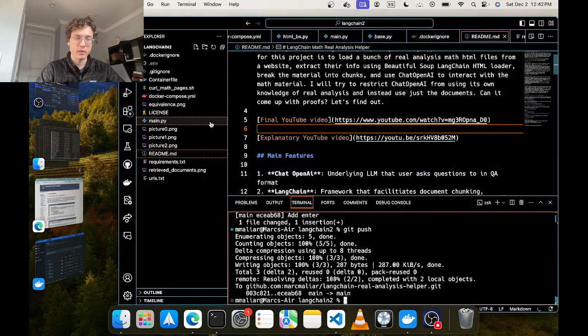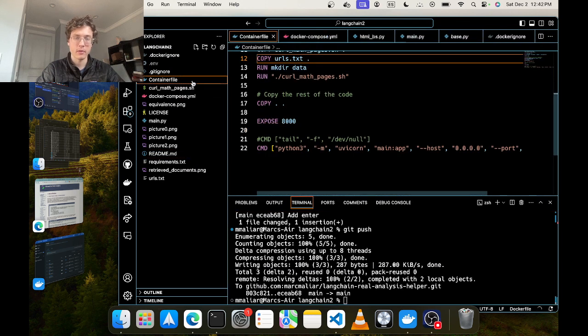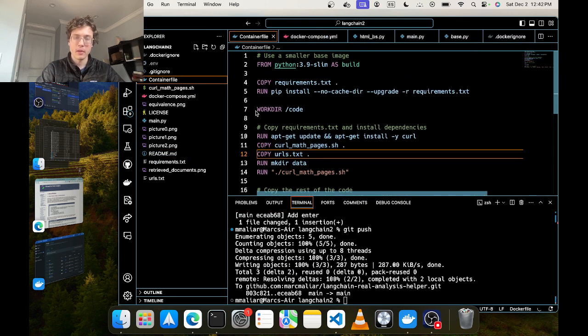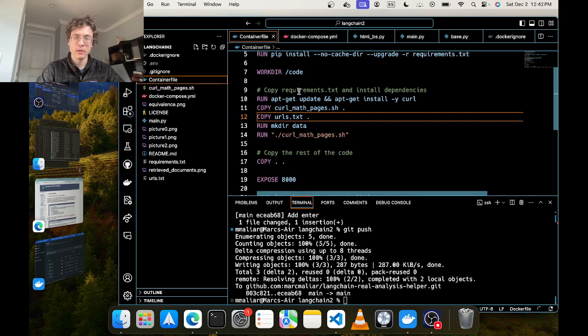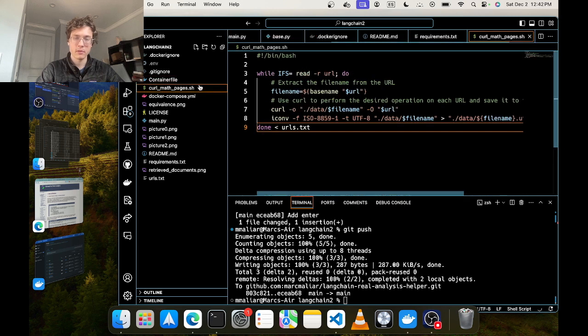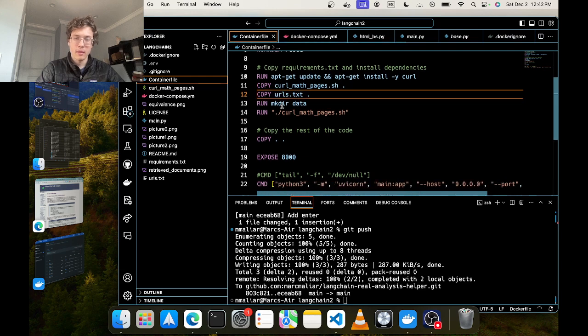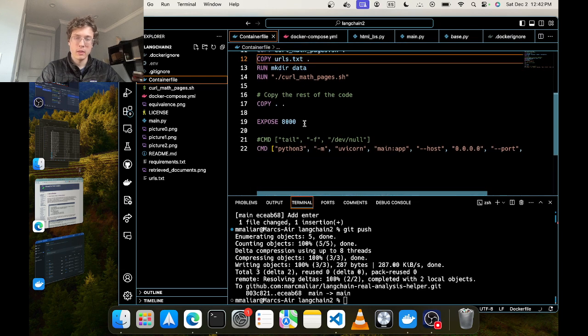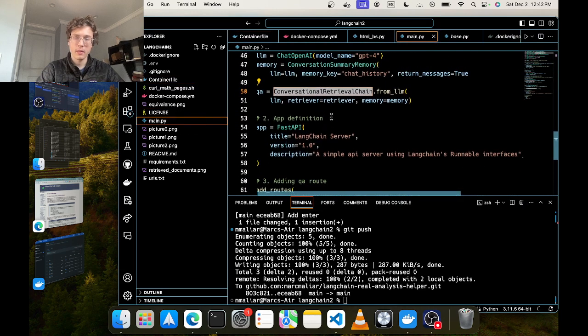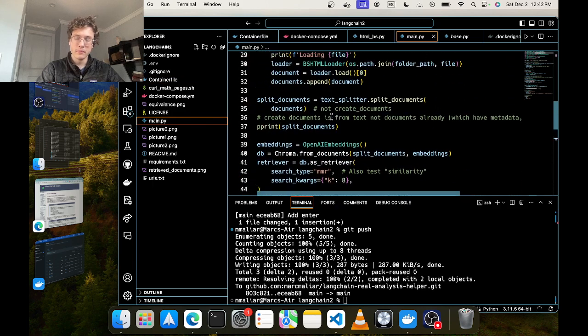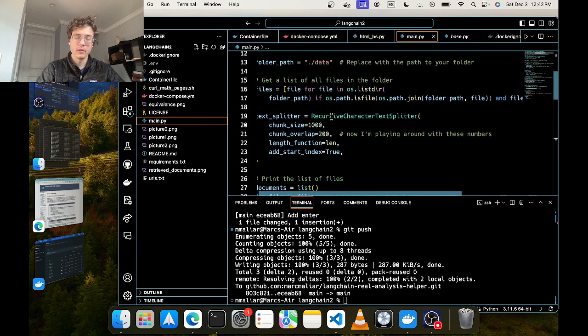Like I said, here's the code. The execution of this application starts from the container file, right? So here's my container file. It's going to install the requirements. It's going to curl my pages. It's going to convert them to UTF-8. This is also in the script that I wrote here, where it converts them to UTF-8 encoding. And then it's going to run this LLM here, right? So a couple things. Like I said, this is a little bit different from the other LLM things that I've built in the past because there are documents here.